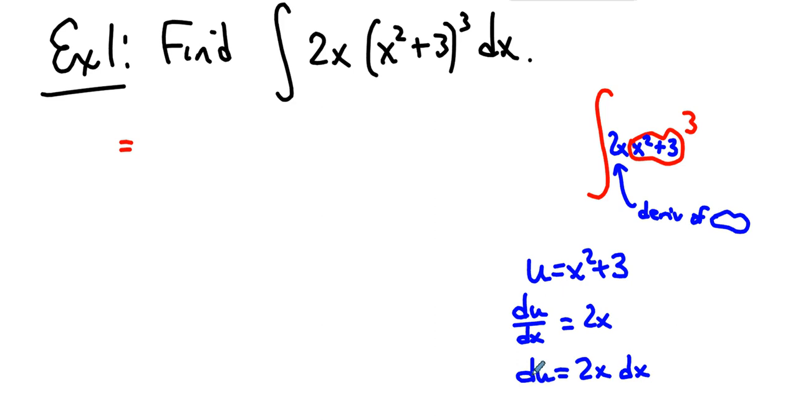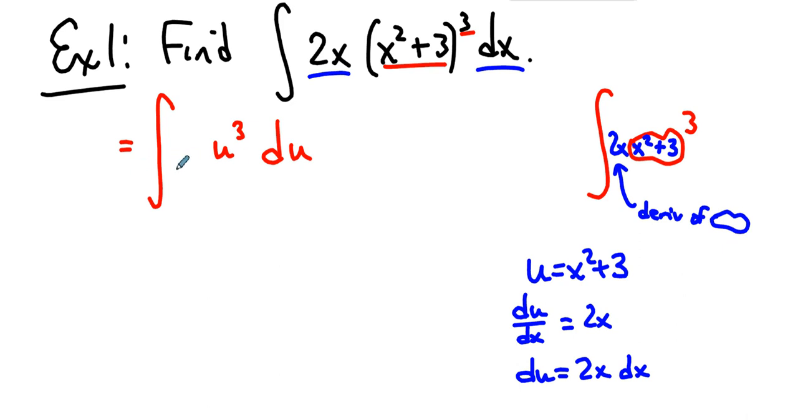And that's wonderful because this part is u cubed. This part is the du. 2x dx is du. We have completely changed variable. Everything that smelled like x, we got rid of, and we replaced it with something that smells like u.